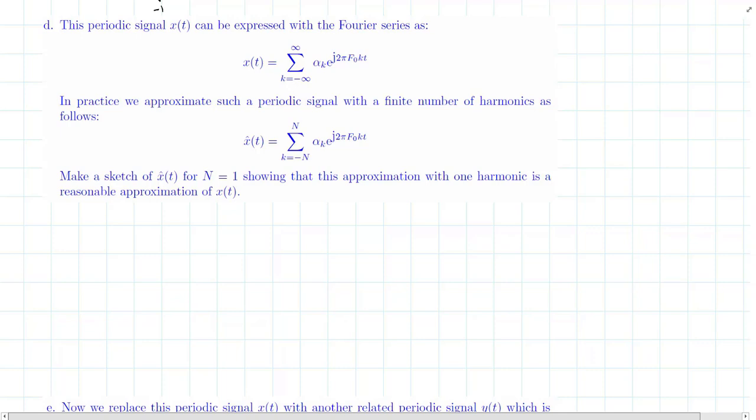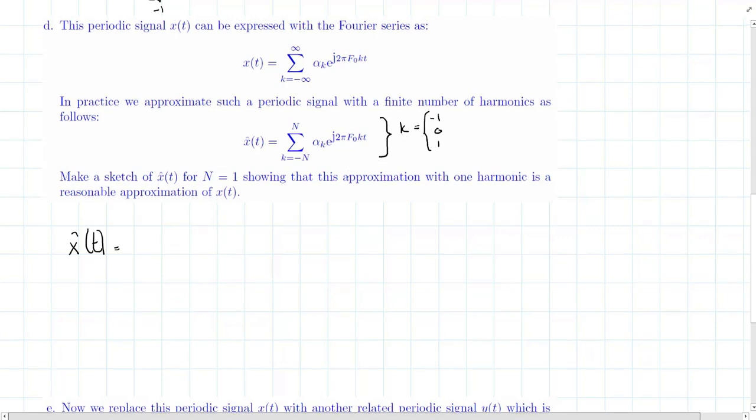So what we will do is we will approximate x of t with the approximated function, so x hat t, for n is equal to 1. So if n is equal to 1, we have k is equal to -1, 0 and 1. So we have to keep these three values in mind.